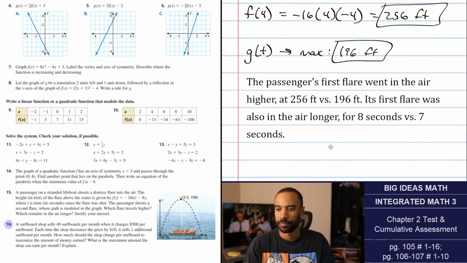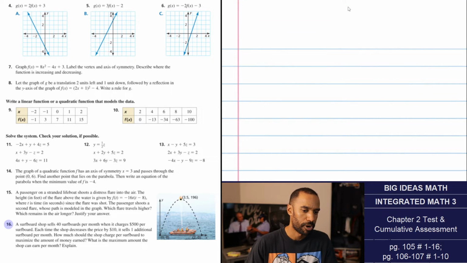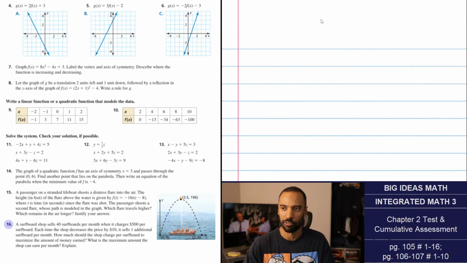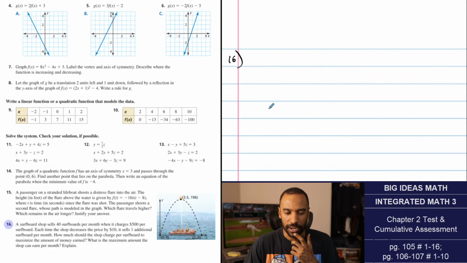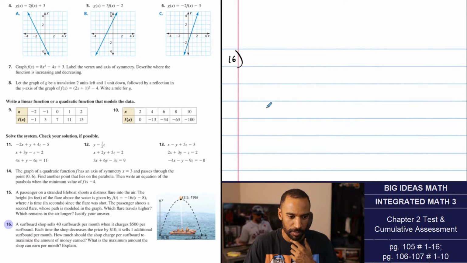Number 16. A surfboard shop sells 40 surfboards per month when it charges $500 per surfboard. Each time the shop decreases the price by $10, it sells one additional surfboard per month. How much should the shop charge per surfboard to maximize the amount of money earned? What's the maximum amount of money earned?